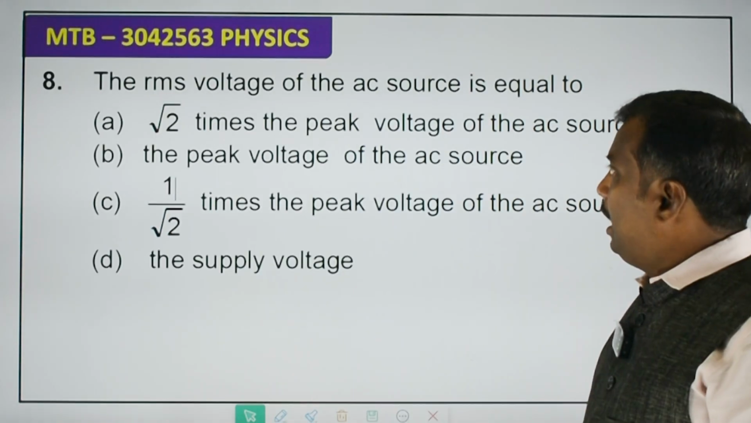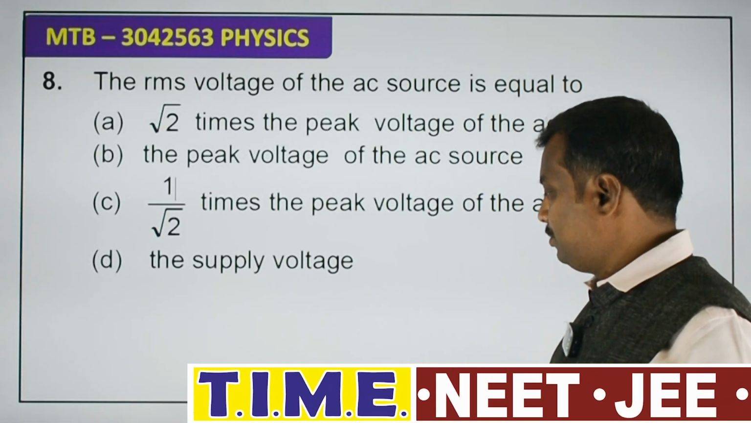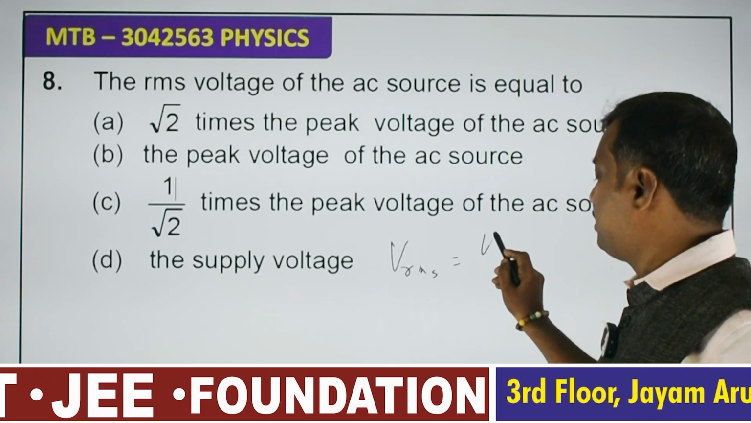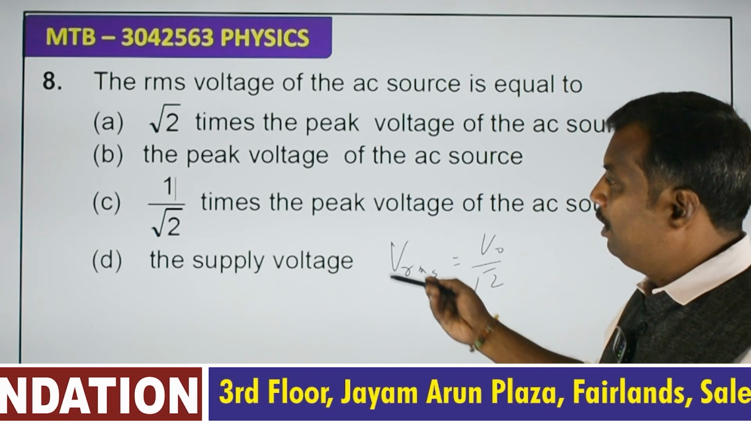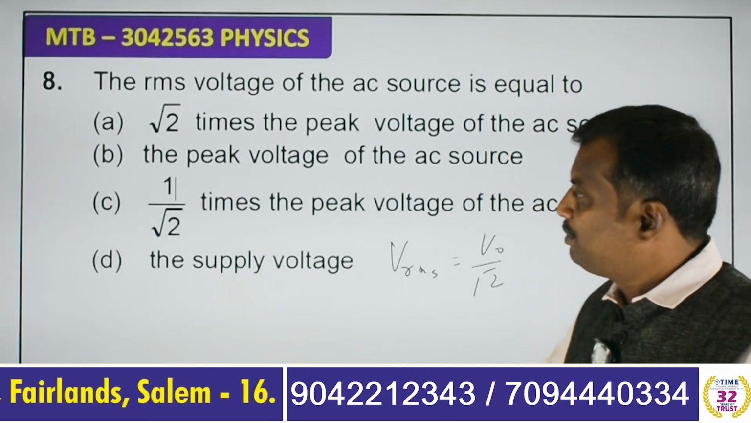Okay. The RMS voltage of the AC source is equal to what, they have asked. So VRMS is equal to what? What is the relation between VRMS and V0? VRMS is equal to V0 by √2. So this is not a big question, you know it. So the right answer will be option C.